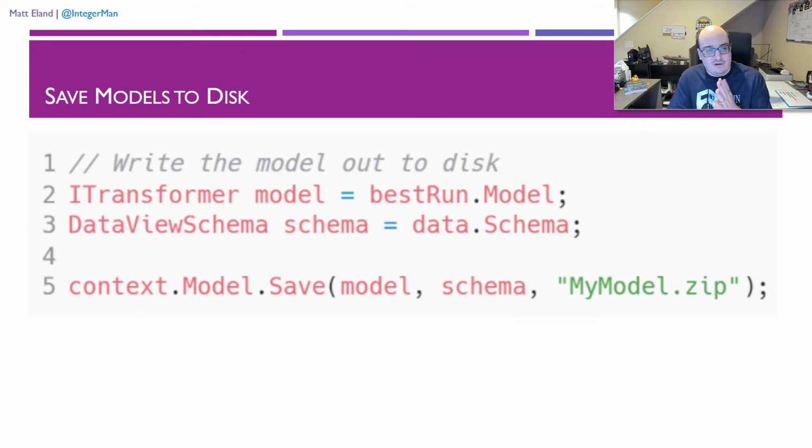Once we have our trained model, if we like that model, we can then save it to disk. So I can take that model and its schema, the schema for the data it was trained on, and I can save it by calling context.model.save, and I tell it the file I want to save it as. So here I'm saving it to mymodel.zip. And I can now close my application and shut off my machine, or maybe put my model.zip out there on OneDrive or somewhere else, and my coworkers have access to it.